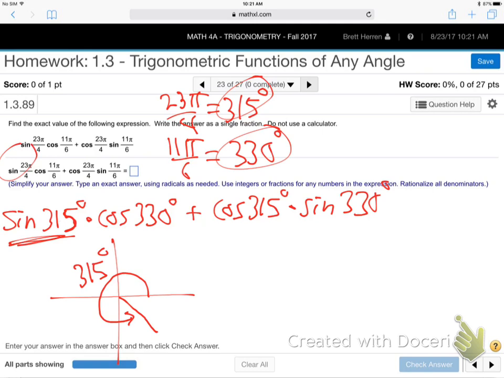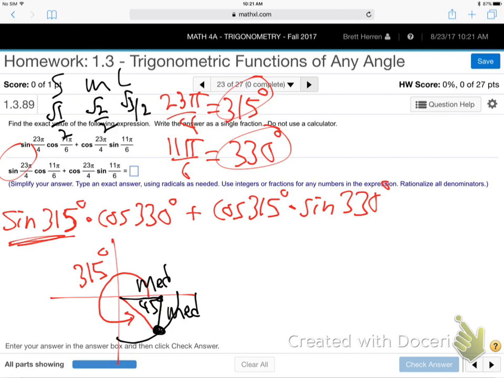315 is right there, which is what reference angle? This is 45. So when we do our little thing here, it's in the middle. 315 is in the middle, right? Okay, and now where does that mean it is? Over medium, down medium. What's the medium? Small, medium, large. 1 over, no, try it again. Root 1 over 2, root 2 over 2, root 3 over 2.